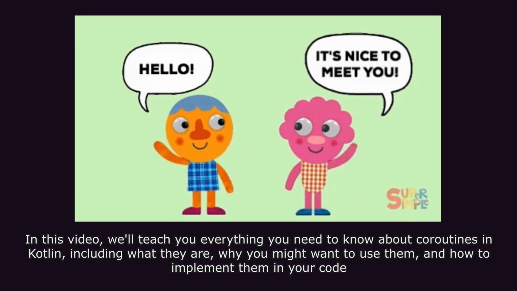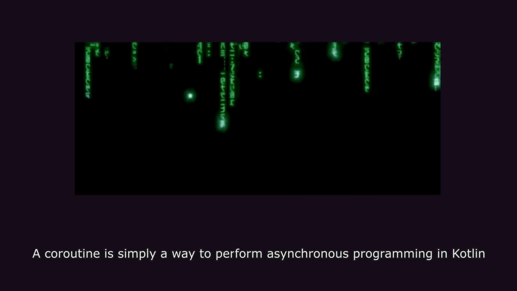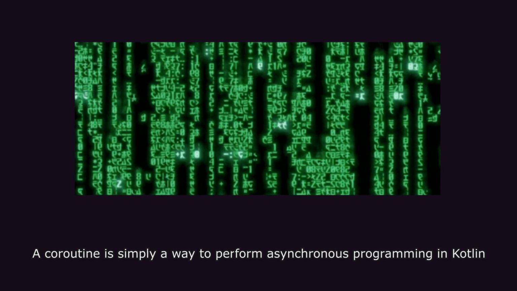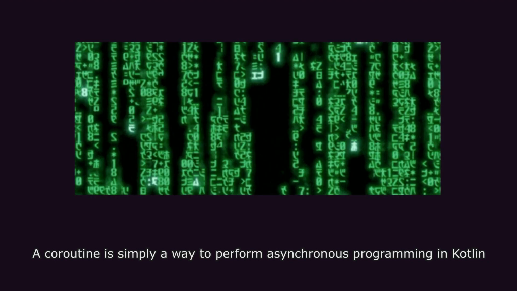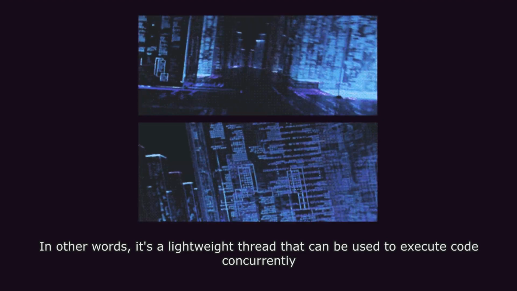In this video, first, let's start with the basics. A coroutine is simply a way to perform asynchronous programming in Kotlin. In other words, it's a lightweight thread that can be used to execute code concurrently.